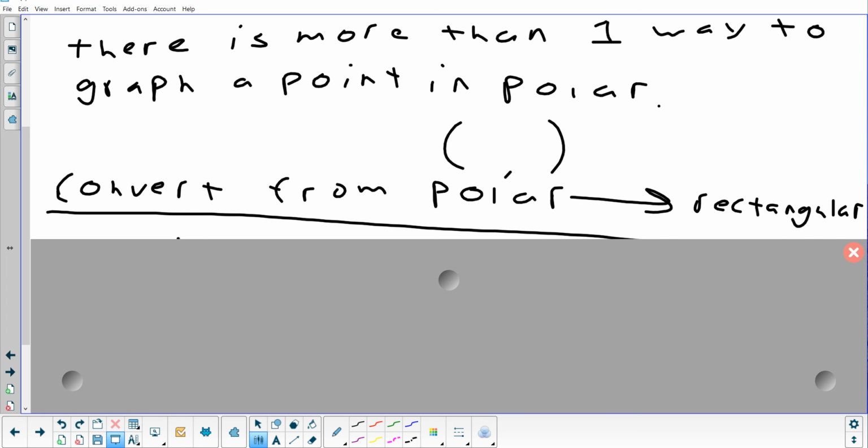Can somebody tell me in polar, what are the 2 things called that they give you? They give you this, and they give you that. Yep? Radius and angle. They give you the radius, and they give you the angle. And when you write a coordinate on a rectangular system, what are the 2 things called that you have to have? Yep? X and Y. You need an x and a y. So our goal is to take an r and a theta and convert it into an x and a y. We've done this kind of thing several times before. It's going to be very, very similar to something you've seen.